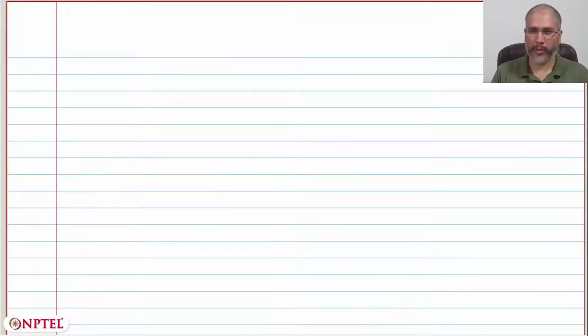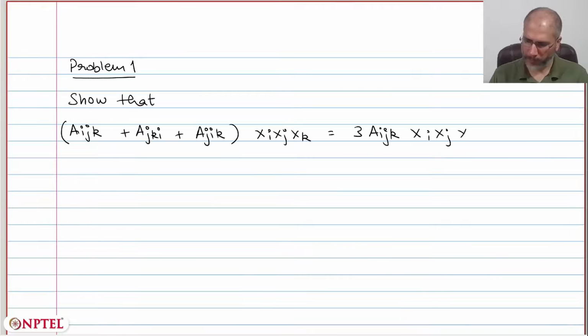So the first problem, as you can see in the tutorial sheet, which will be available through the NPTEL website, is, so we have to show that the left hand side in this expression is equal to 3 times aijk times xi, xj and xk. So aijk is a third order tensor and xi is basically denoting a vector, and we have to work with the tensorial with indicial notation to prove this. So we will start with the left hand side, and that is typically what we do in problems like this.